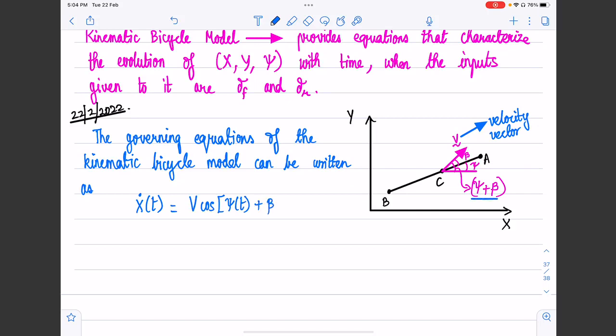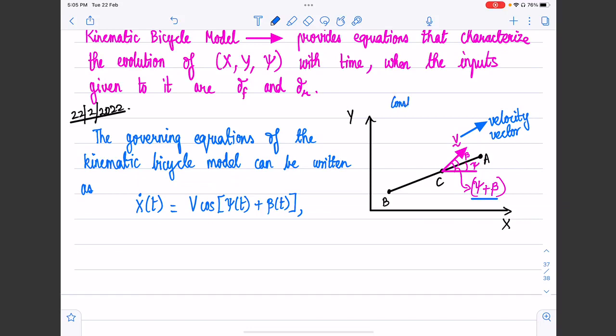Now I'm going to write psi as a function of time and beta as a function of time, so that it's clear to us what we are dealing with. We want to clearly indicate which variables are functions of time and which variables are constant. Of course, we are going to assume that the velocity vector is constant in magnitude.